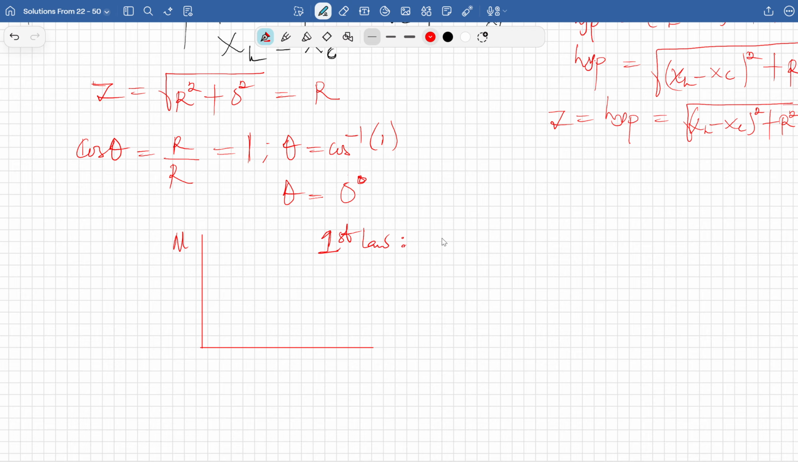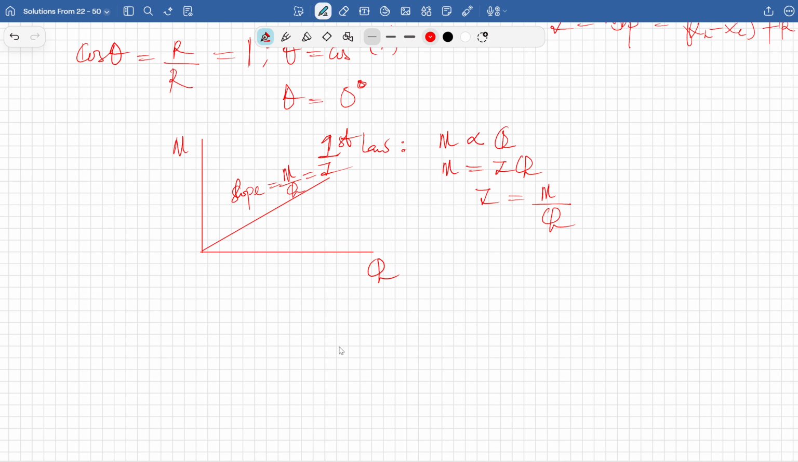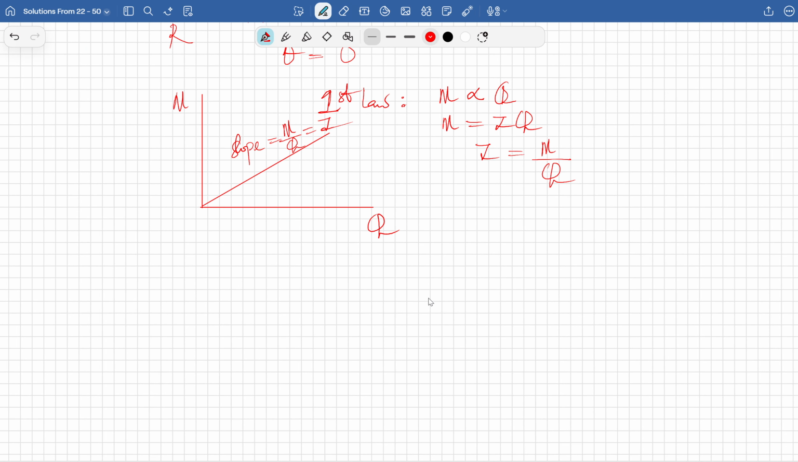First law: mass deposited is directly proportional to the quantity of electricity that is passing through the solution of the electrolyte. So you have M against Q, such that when you remove the proportionality sign, you have M is equal to ZQ. When you take the slope, it gives you the electrochemical equivalence, M over Q, which is equal to the electrochemical equivalence, right? That's the first law.